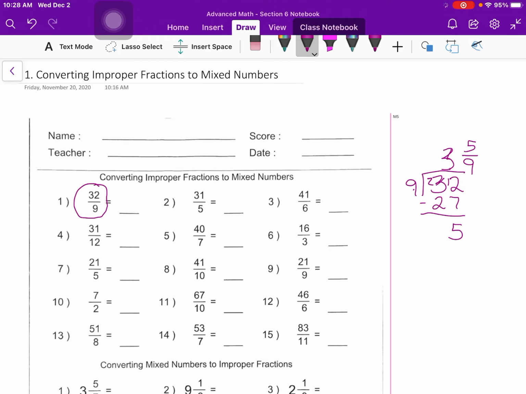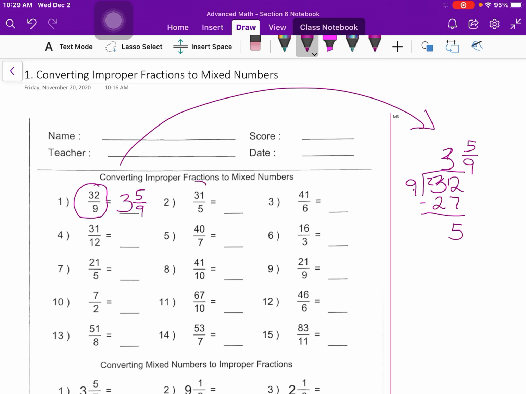So number one, basically, you can do that in your head, or you can divide it out like I just did right here. But 9 goes into 32 3 times. There's 5 left over as the remainder, and I write that over the divisor like that, 3 and 5/9.